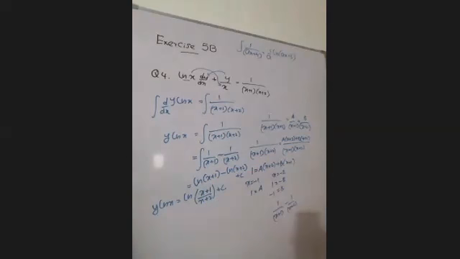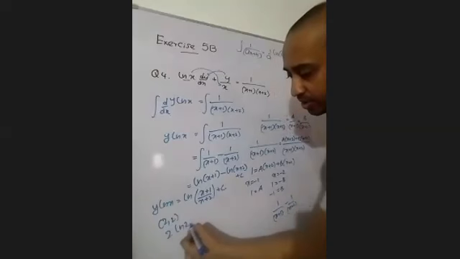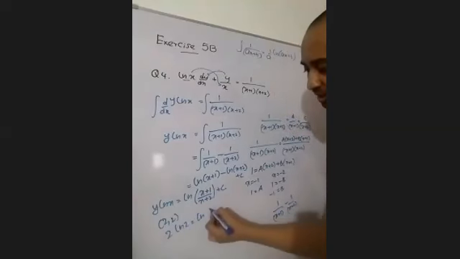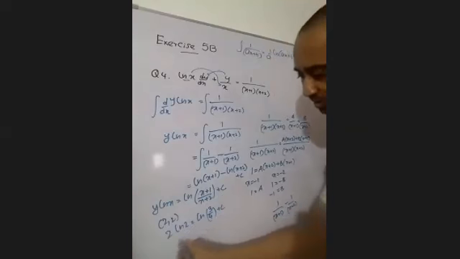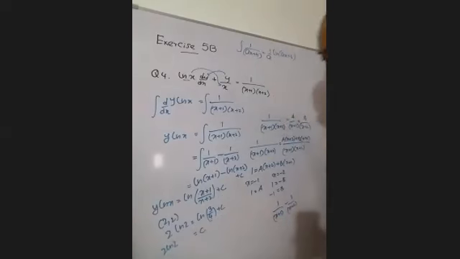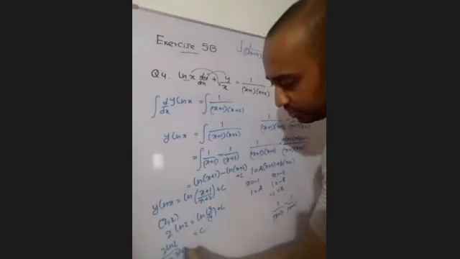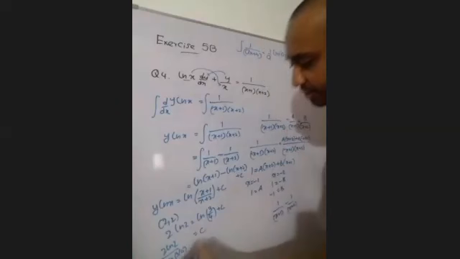So once again, you can find the particular solution which passes through the point 2, 2. So what you do, you can just substitute 2 here. Ln 2 equals ln of 2 plus 1 is 3, 3 over 4 plus c. So c is equals to 2 ln 2 divided by ln 3 over 4, and with this c, you can write the final answer.